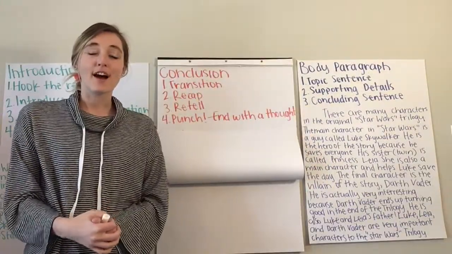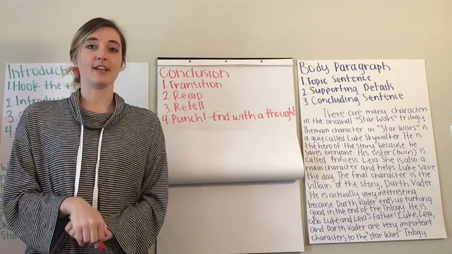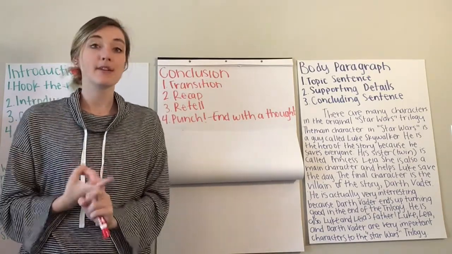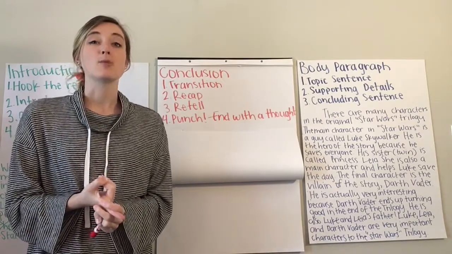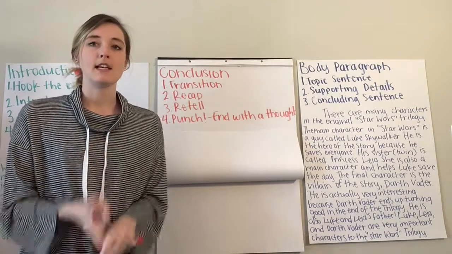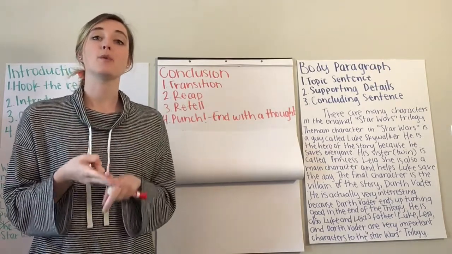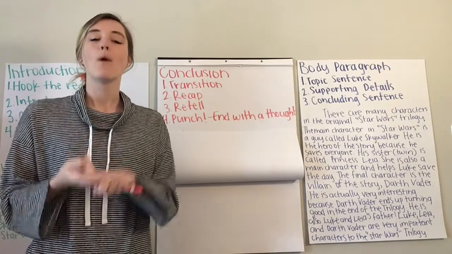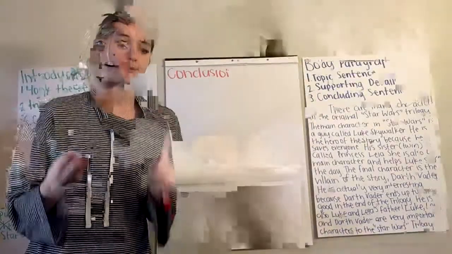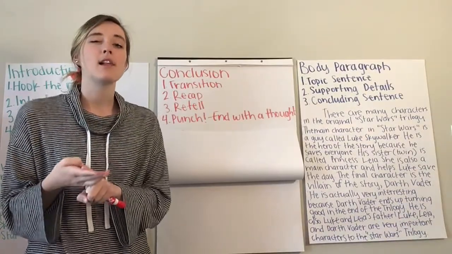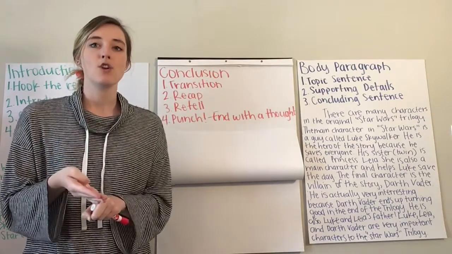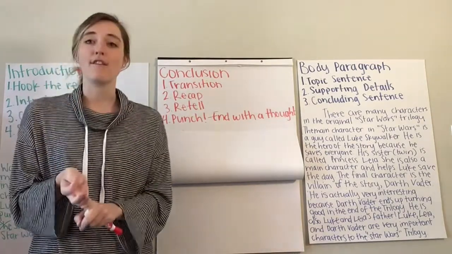Alright, so there are 4 steps that you need to follow for a conclusion. The first one is use transition words. Typically that's in conclusion or as a result. You just want to let the reader know that the conclusion is happening and that you're done with your essay. Next thing to do is recap. Usually what you recap is the purpose of the essay. Why did you write this essay? What was it about? What was the question you were answering? Third is retell. Quickly retell a little bit of what you talked about in your body paragraphs. And finally, punch, or end with a final thought.